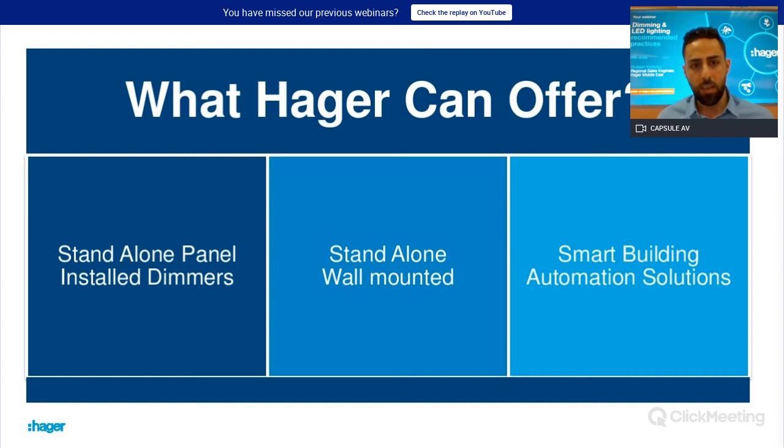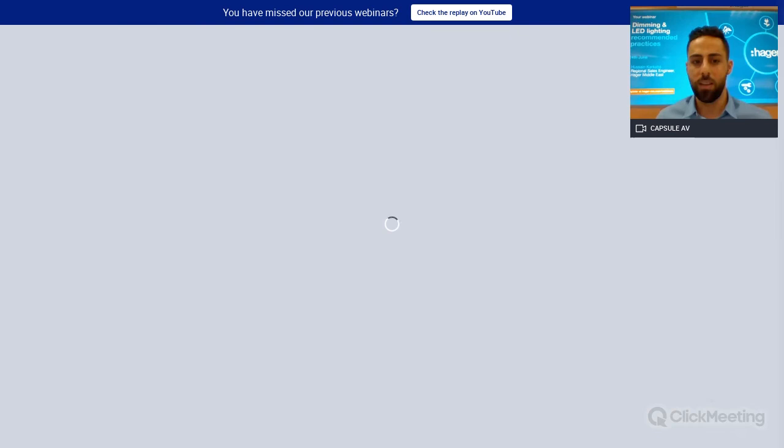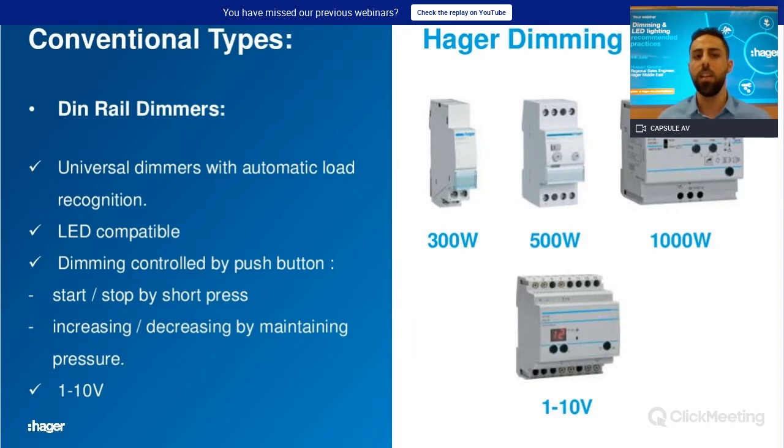I will pass quickly over what Hager can offer, just to keep in mind and have it in our projects. We have 3 categories: standalone panel installed dimmers, standalone wall mounted, and my interesting part, the smart building automation solutions. In the standalone dimmers, these are the DIN rail dimmers available in Hager. They are available in different capacities, and they are available in phase dimming and 1 to 10. These are universal dimmers.